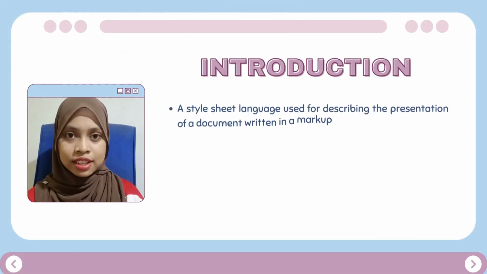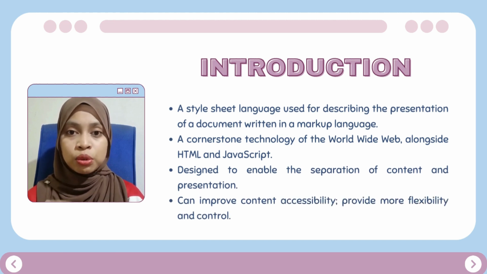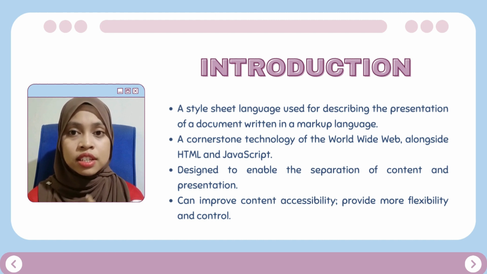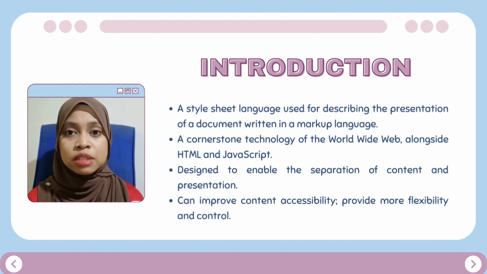What is CSS? CSS, or well known as Cascading Style Sheets, is a style sheet language used for describing the presentation of a document written in a markup language, such as HTML or XML. CSS is a cornerstone technology of the World Wide Web alongside HTML and JavaScript. CSS is designed to enable the separation of content and presentation, including layout, colors, and fonts. This separation can improve content accessibility, and provide more flexibility and control in the specification of presentation characteristics.